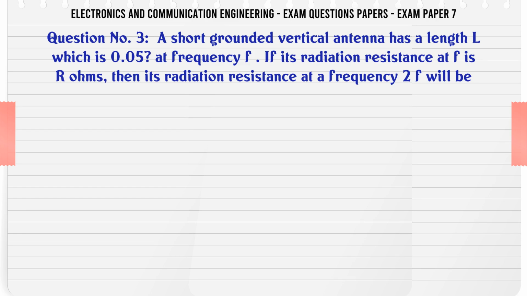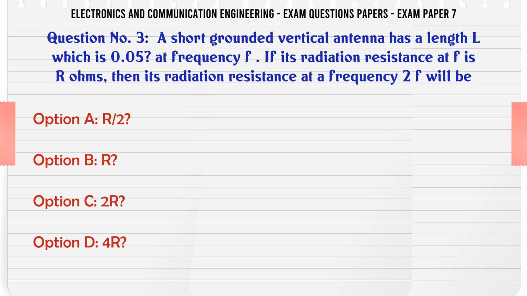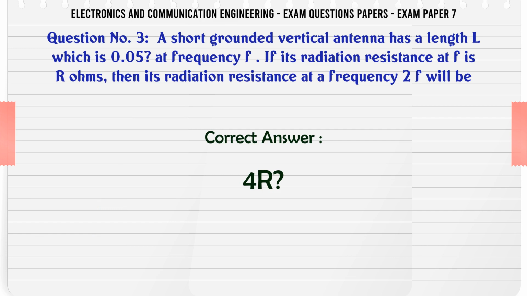A short grounded vertical antenna has a length L which is 0.05λ at frequency F. If its radiation resistance at F is R ohms, then its radiation resistance at a frequency 2F will be A R/2, B R, C 2R, D 4R. The correct answer is 4R.